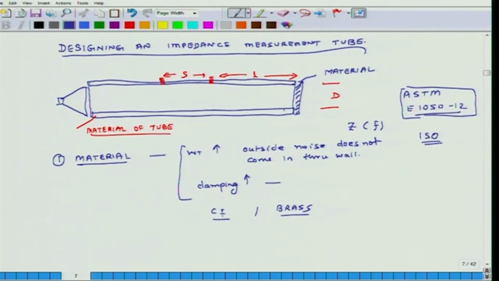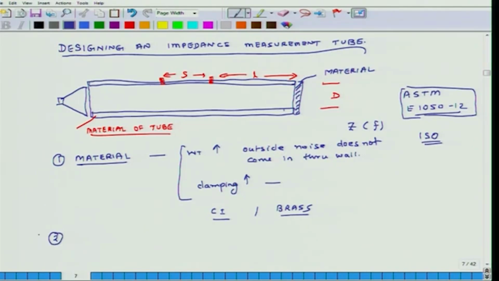Cast iron has high damping, its density is about 7.8. Brass density is fairly close to that of cast iron, but damping is also high. If I use mild steel tube, it is less expensive. Density is high, 7.8, something in that range, but damping is not that great. Same thing is true for stainless steel. Aluminum, density is low as well as damping is low. Plastics, damping is high, but density is close to 1, very low. So if you want to make a really good impedance tube, this is one important consideration.